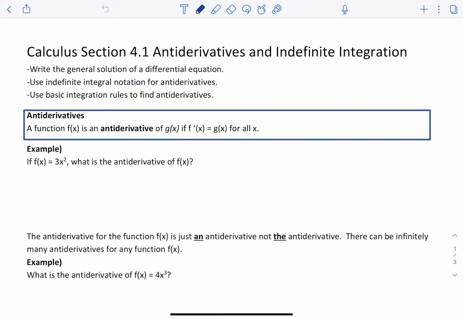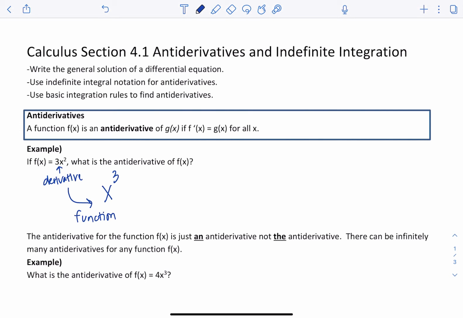So for example, you see 3x squared. What function has a derivative equal to 3x squared? Well, x cubed. That would be our antiderivative, because if you were to take the derivative of x cubed, you get 3x squared. So you see that we're actually going backwards. You're given the derivative, 3x squared, and you want to find the original function.